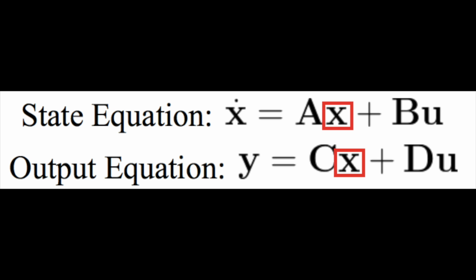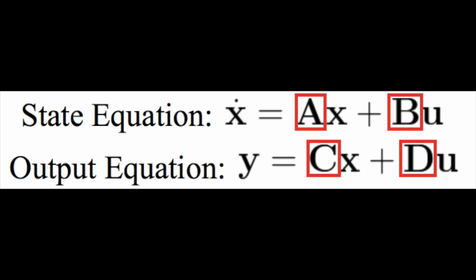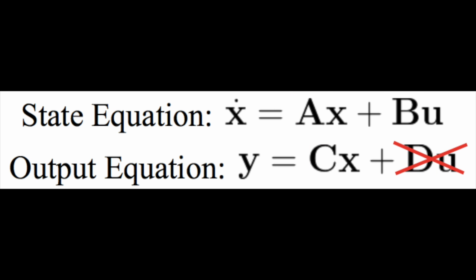Here, x represents the state variables of the system, or the total internal state of the system, u represents the inputs, and y represents the outputs. Matrices A, B, C, and D contain coefficients that linearly combine the state variables and inputs to determine the state and output. For most circuits, the matrix D is null because there is no direct feedback.